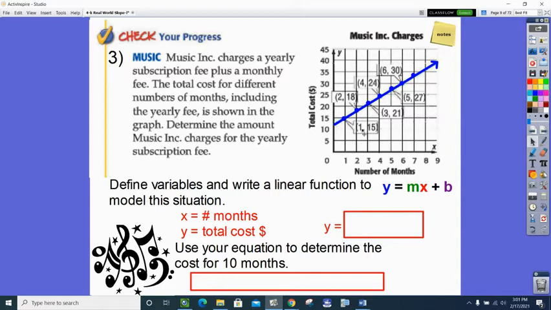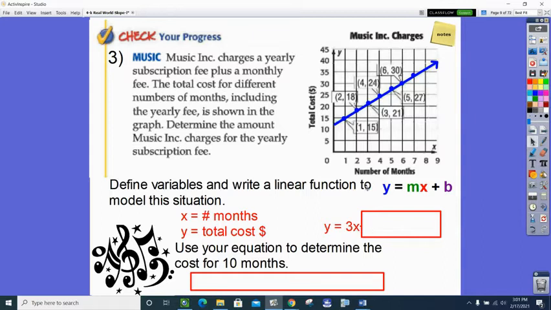So you're going to come back up here. Now it's kind of hard to block count, but I've got coordinates. So if you took y minus y over x minus x, you'll get the slope. So can you do that now? 18 minus 15 is 3 over 2 minus 1 is 1. So the slope is 3, and we're going to put that in front of our input variable, which is months. Basically, you're paying $3 per month.